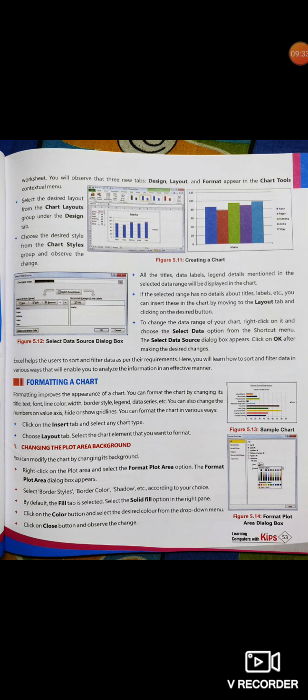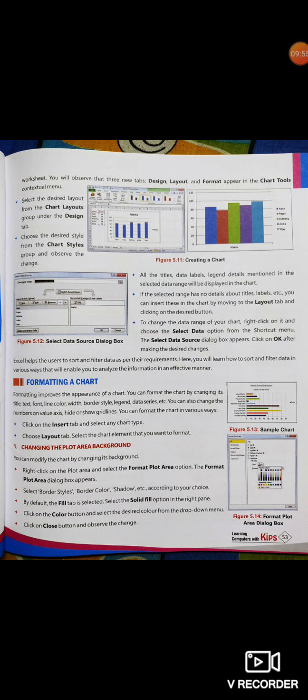Okay, so how can we format a chart? We can format chart in various ways. First we have to click on the insert tab and select any chart type. Then we have to choose the layout tab and select the chart element that we want to format. Okay, now how can we change the plot area background?